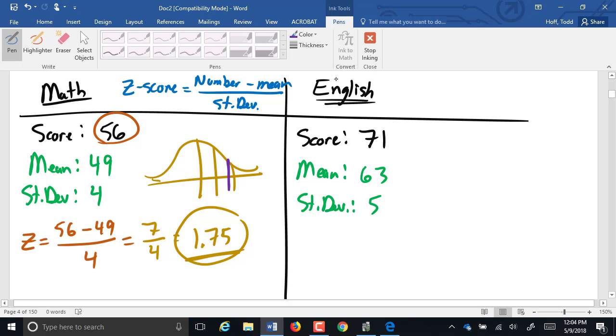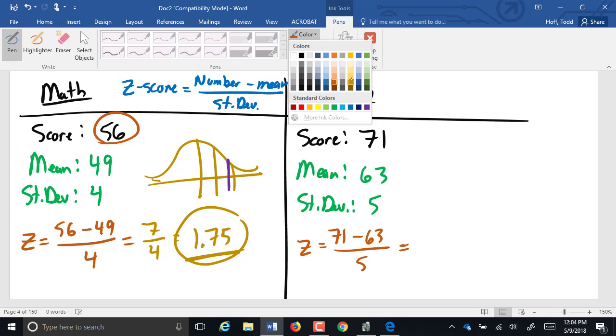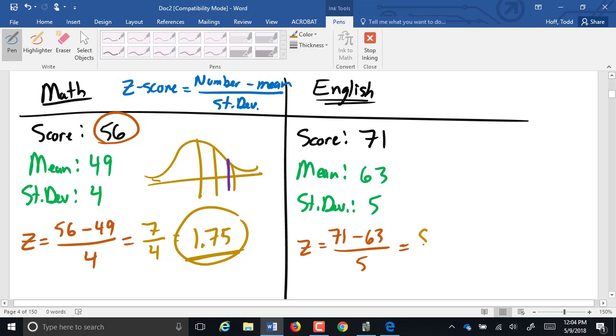Let's look at the English. That z-score is going to be the value of 71 minus the mean of 63 and divided by the standard deviation of 5. So we have 71 minus 63 is 8, divided by the standard deviation of 5 is 1.6. So again, that's positive, which means it's above the mean.